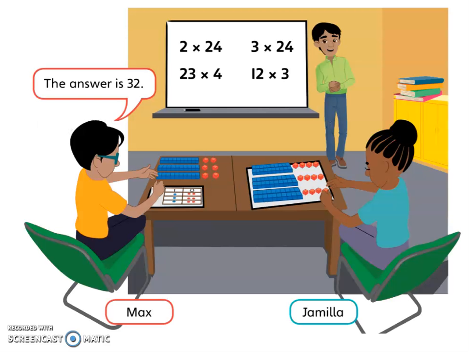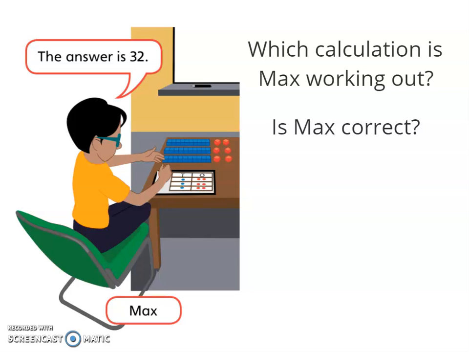So in this first question from our textbook, we're going to be looking at the calculations that Max and Jamila are working out and using our new strategies to be able to answer these questions. So question 1a is asking, which calculation is Max working out? So we can see straight in front of him that he's got two different methods here. He's got his base 10 and he's got his place value counters, where he's using pretty much the same method, I'll be honest, to work out the same calculation. So first step is, what calculation is he actually working out? And then looking at the answer that he's saying, is he correct with that answer? And why do you think he is or he isn't?